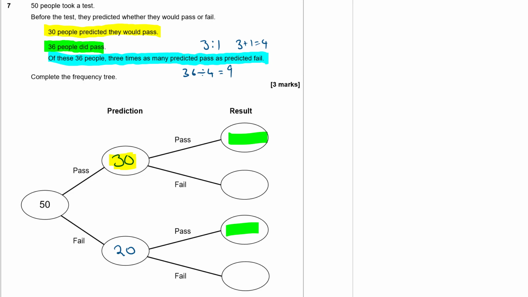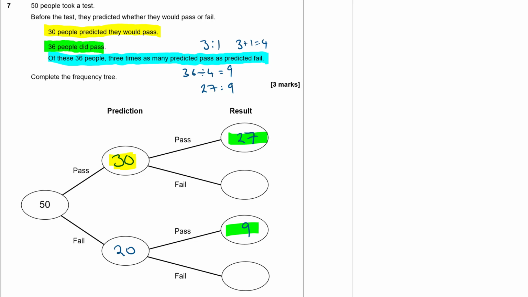And then I use 9 to scale up my ratio of 3 to 1. Multiplying 3 by 9 gives me 27, and multiplying 1 by 9 gives me 9. Just double check: 27 plus 9 is 36. So that's all good. That means 27 people predicted that they would pass and then passed, so I'm going to write 27 in that box. And 9 people predicted that they would fail and then they passed, so I'm going to write that in that box there.